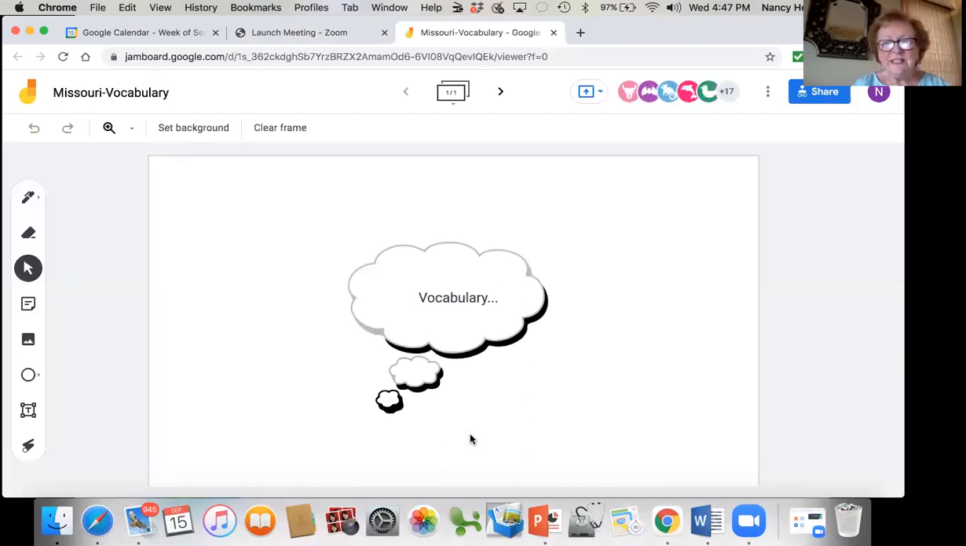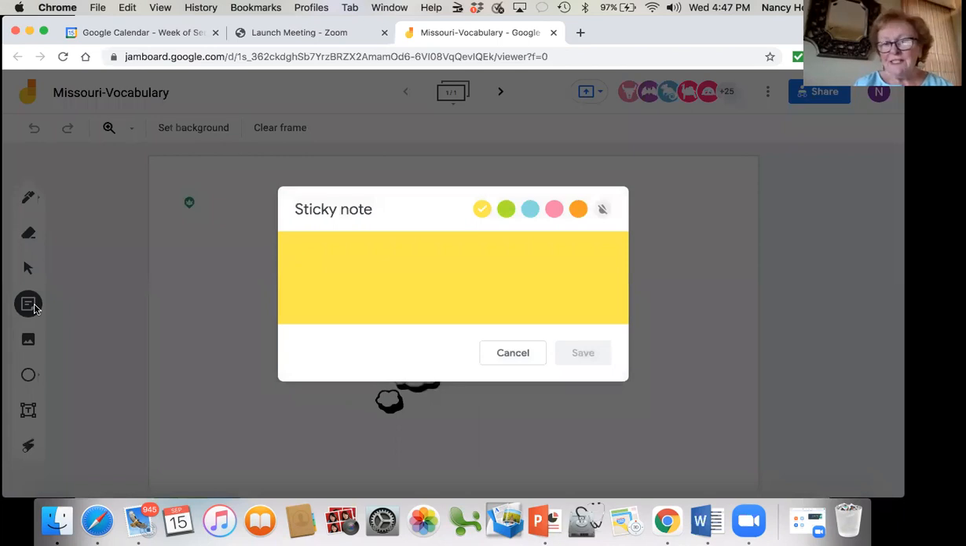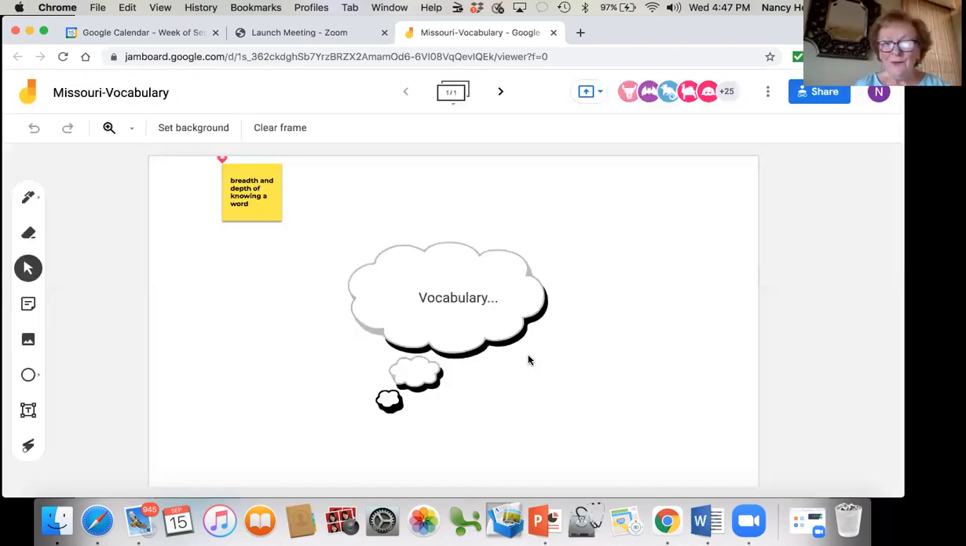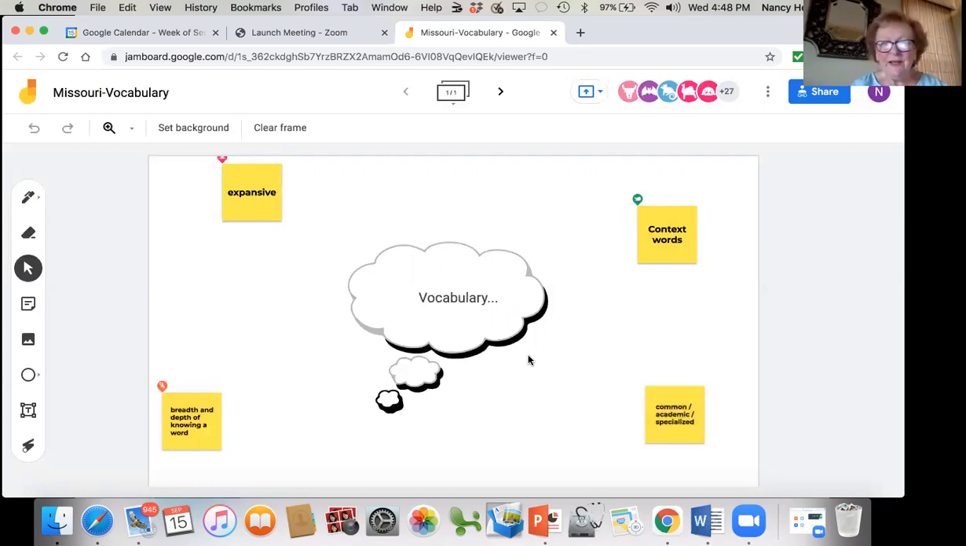So using the stickies, if you've used the Jamboard before, but I'm guessing you're all far more facile than I am with these tools, particularly after the last year that we've just had. But going to the side and clicking on the sticky note, and then just a few words. Wow. So someone's got breadth and depth. Nice going. All right. Context. Yep. Words in context. Yeah. Common, academic, specialized. Beautiful. Okay. I can see this is a knowledgeable group.